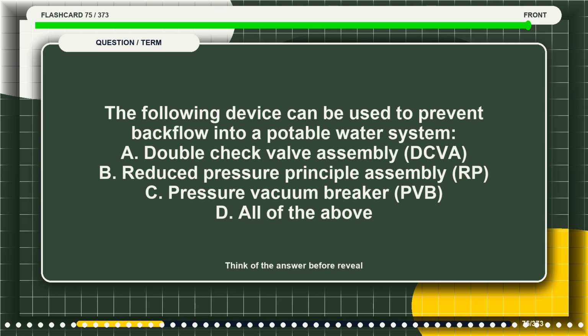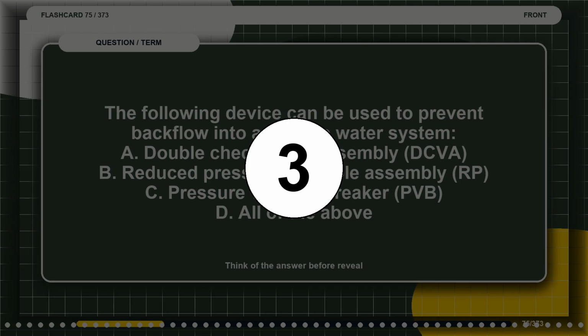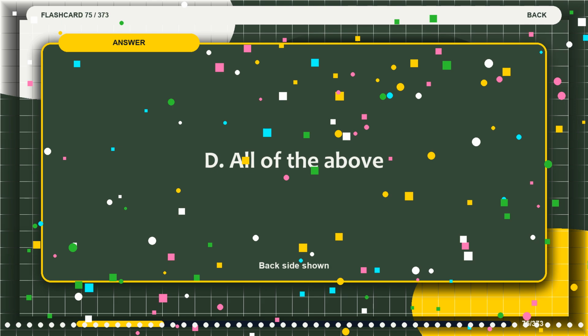Flashcard 75. The following device can be used to prevent backflow into a potable water system. A. Double check valve assembly. B. Reduced pressure principle assembly. C. Pressure vacuum breaker. D. All of the above. Think of the answer before the reveal. The answer is D. All of the above.